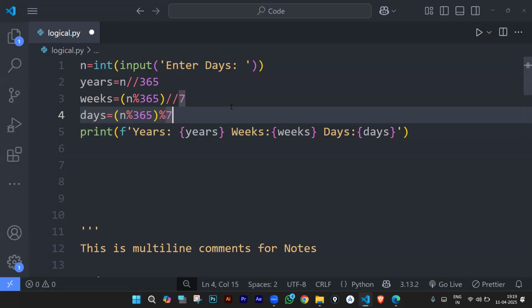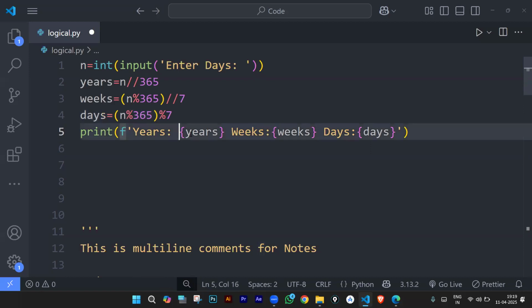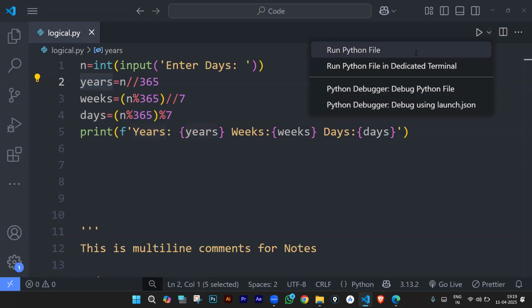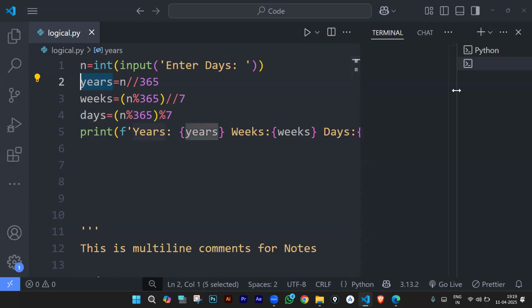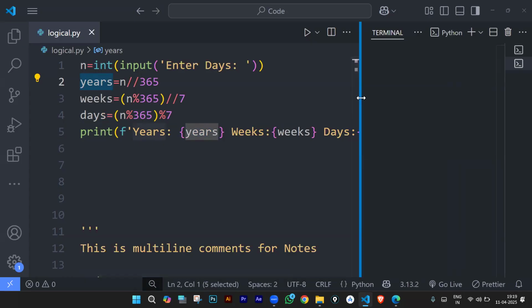So years we have, days we have, weeks we have. Okay, this is an F string. So start with an F and use curly braces. Whatever variable name you keep inside of it, it is going to display the value. Now let's test our code. Let's see whatever we have written is true or not. If we are getting any errors, we'll resolve.